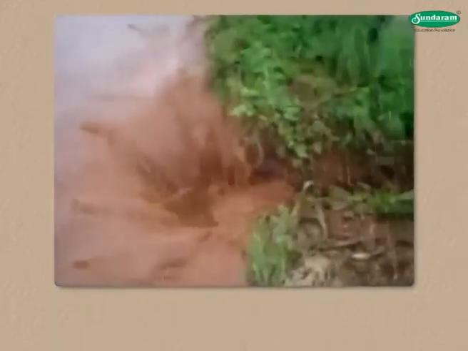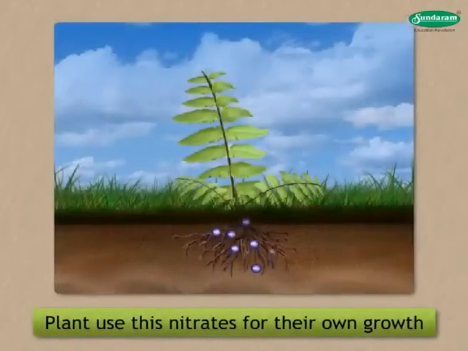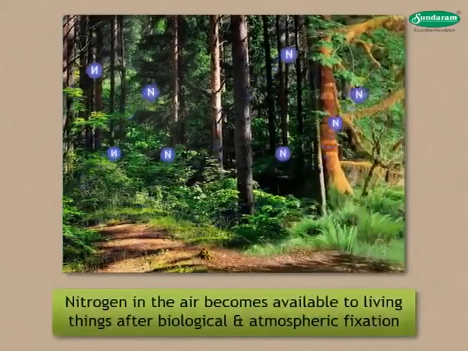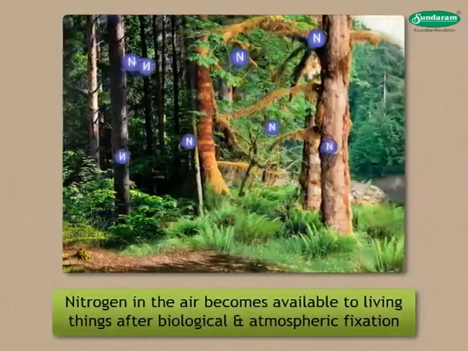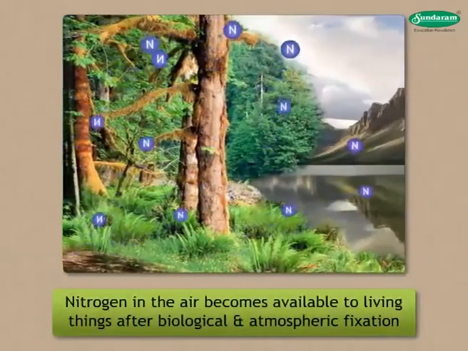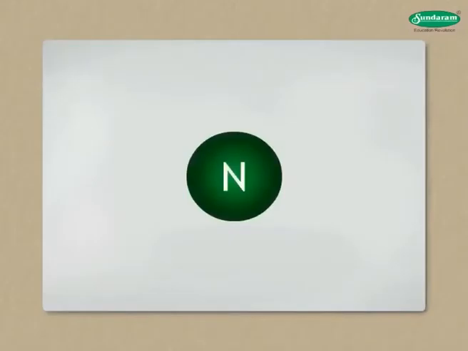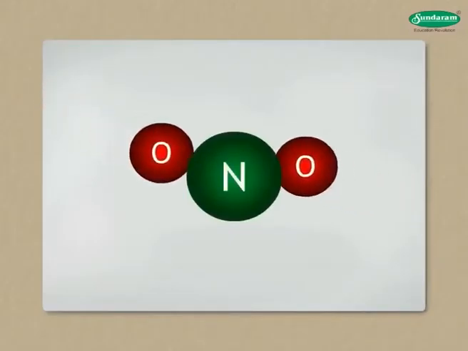On the earth, it reacts with the salt in the soil to form nitrates. Plants use these nitrates for their own growth. Thus, nitrogen in the air becomes available to living things after biological and atmospheric fixation. So we saw that the nitrogen in the air gets converted into its compounds.